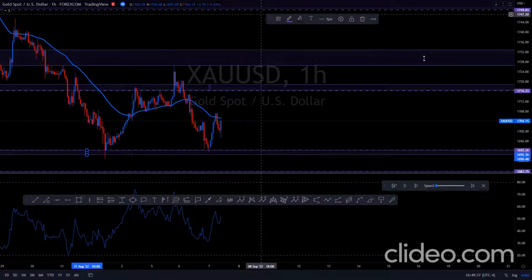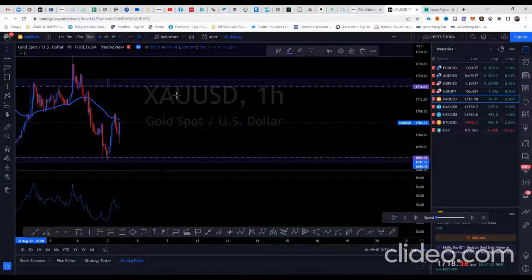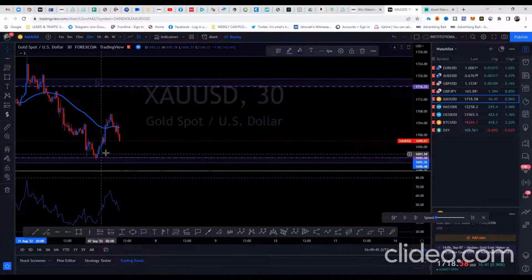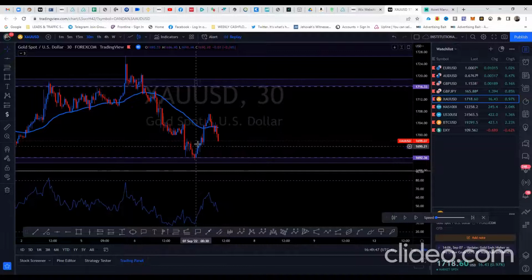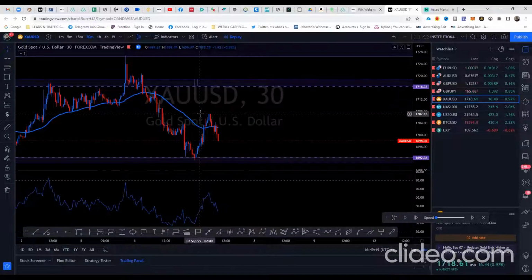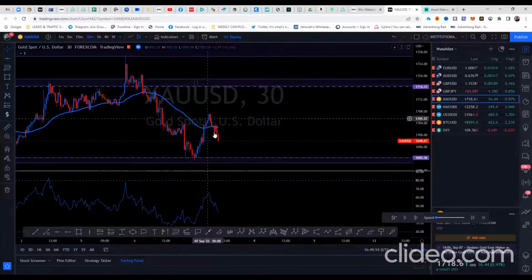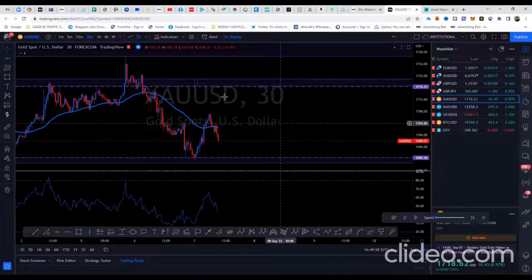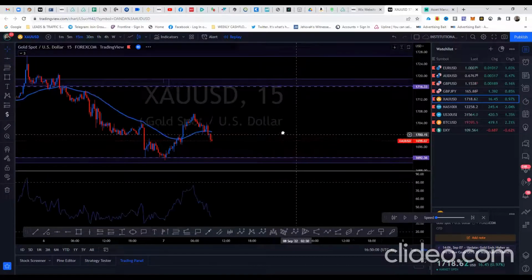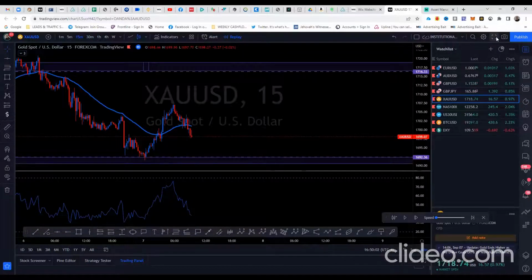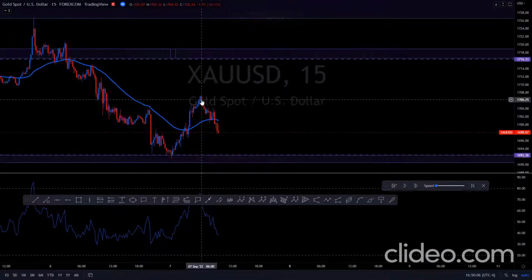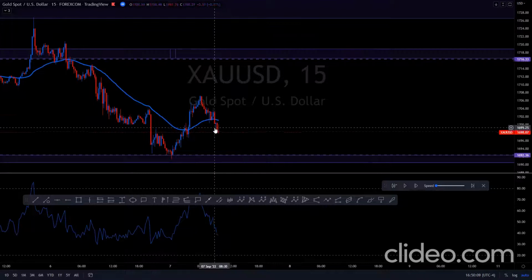All right. So now let's go to the 30-minute. You can see that price pushed up, and it looks like it was respecting this demand zone, the supply zone, and then it looks like it did a pullback. So let's go to the 15-minute. So there were a lot of successful bear candles here.